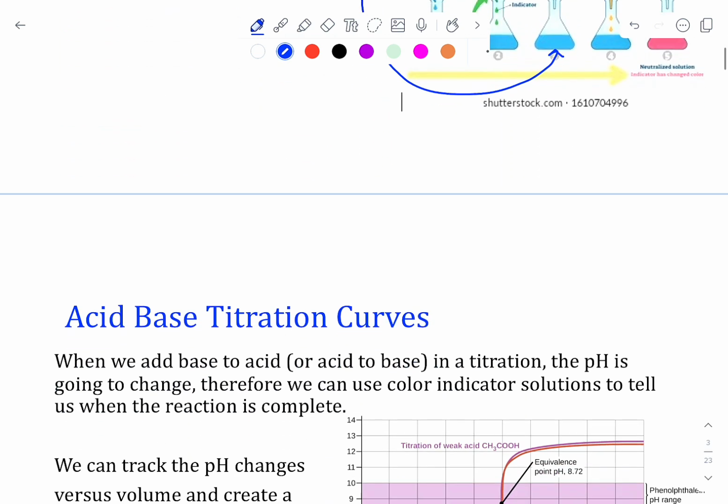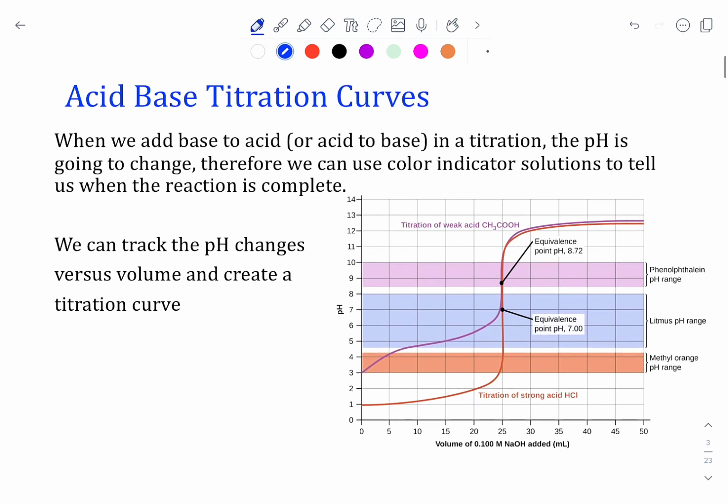If you recall from your lab, when we've done acid-base titrations, we always added an additional solution to our flask, and this was called an indicator. So when we add our base to acid or our acid to our base in a titration, the pH is going to change because we're undergoing a neutralization reaction. Therefore, we use a color indicator solution to tell us when the reaction is complete.